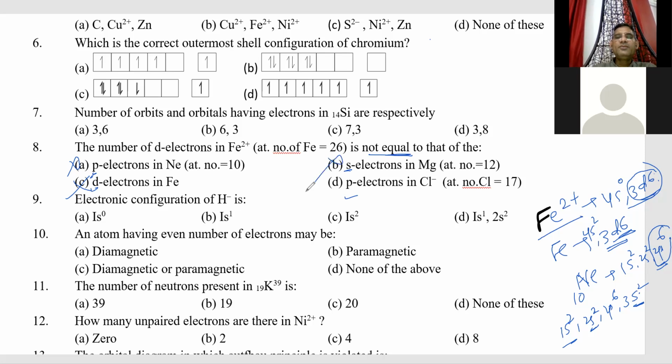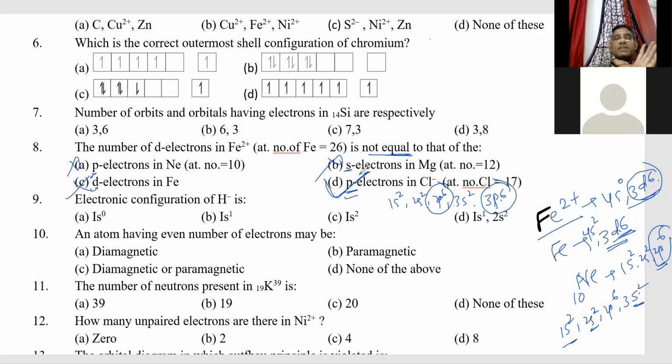Is it fine? Yes, sir. Now see, P electrons in Cl minus. Cl minus is 1s2, 2s2, 2p6, 3s2, 3p6. Is it okay? 2, 4, 10, 12, 18. Cl minus is 18. Here 6 electrons and here 6 electrons, so it is 12 P electrons. But it was having 6 electrons in D subshell. So this will be the answer. Is this okay? Yes, sir.